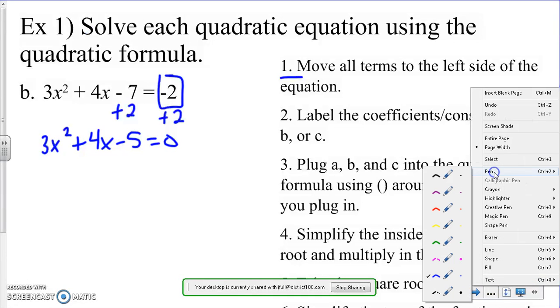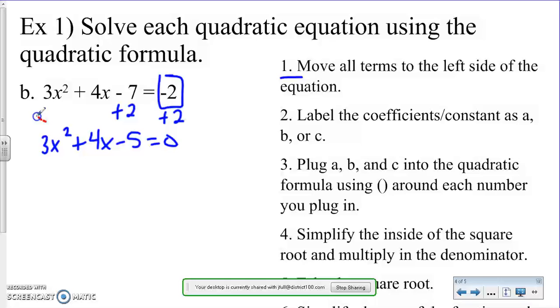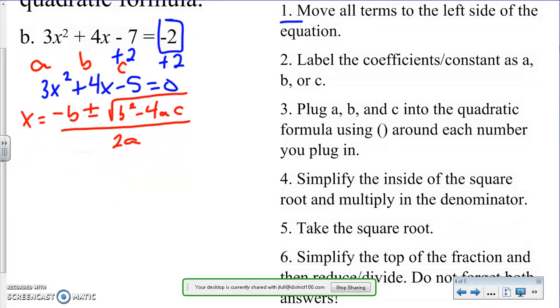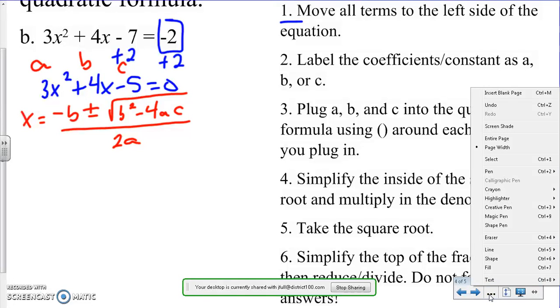Go ahead and label our coefficients a, b, and c. So a is 3, b is 4, c is negative 5. I want to plug those into the quadratic formula. So again, the quadratic formula is negative b plus or minus the square root of b squared minus 4ac, all over 2a. I highly recommend writing that down for every problem you do for a couple of reasons. One, it helps you memorize it, and two, it makes it easier to make sure you plug things in correctly. So, once we have that and we've labeled our a, b, and c, we're going to plug those in.